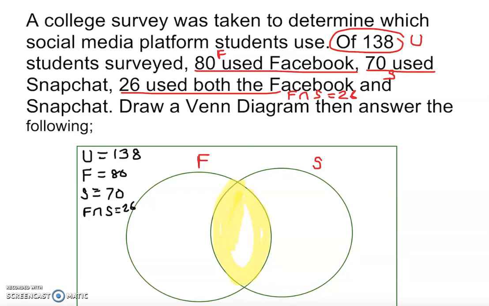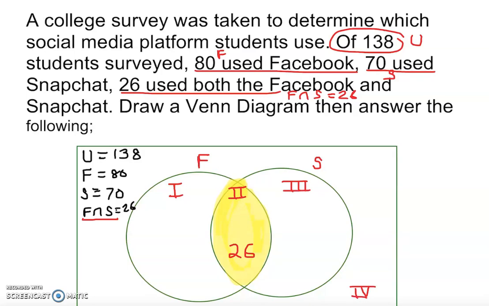What is this region? This is like an intersection, sharing the same thing on both. So clearly F intersect S is 26. So that is going to be 26. Remember, you can construct regions. This is region 1, this is region 2, and this is region 3. And there is always one region 4 outside of the Venn diagram.